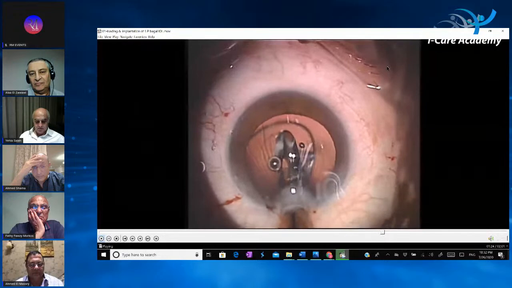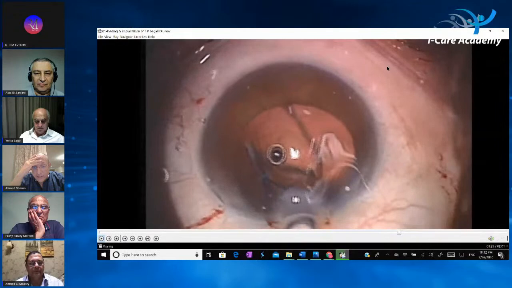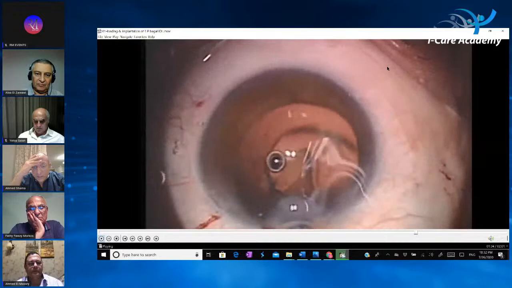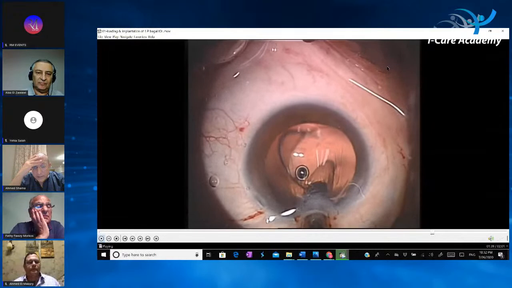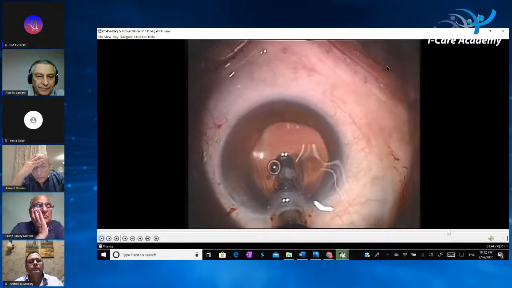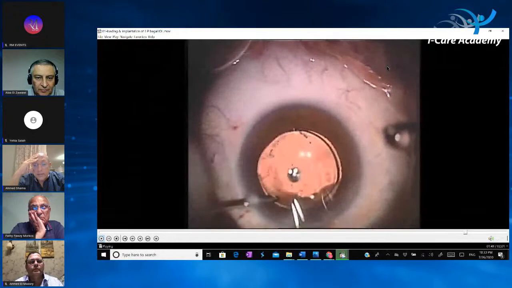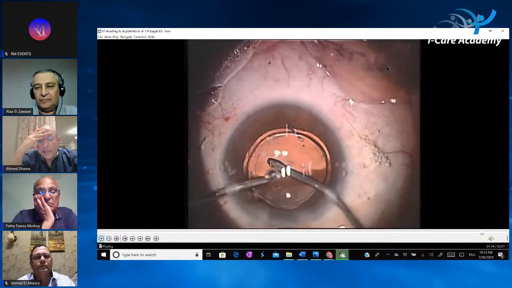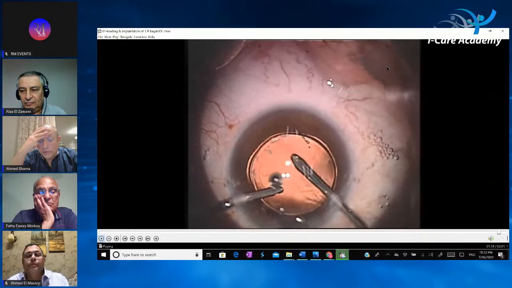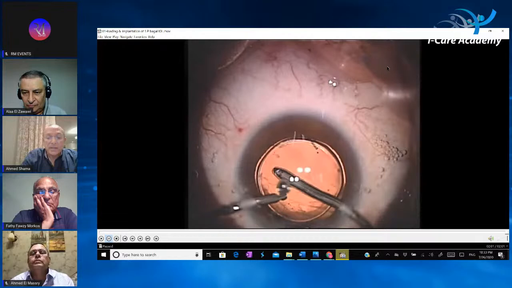Then you supinate your hand a little bit to allow the optic to go inside. And then you pronate again and push the trailing haptic inside the bag. So with this technique, you don't make the trailing haptic come outside the eye for fear of contamination. This is a very simple technique. I want to show it to my colleagues because they sometimes find this three-piece lens difficult.